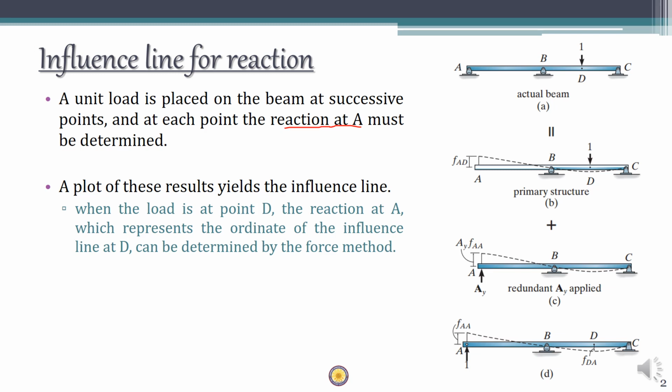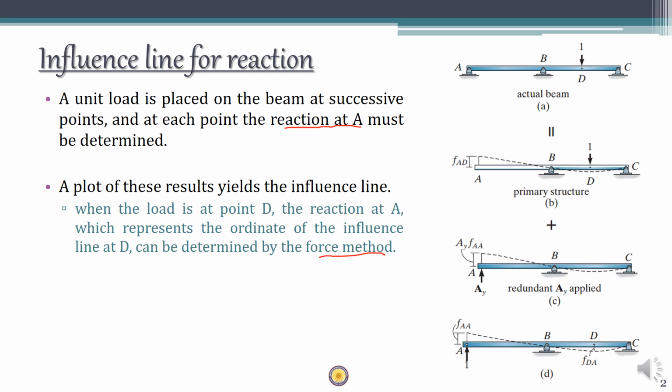So the method is you will have to place unit load at every possible point in the beam and compute the value of the redundant reaction, and then if you plot all these values of the reaction at the corresponding points of unit loads, you will get the influence line diagram, right? So by placing a unit load at any point, you have to find out the unknown reaction which is redundant. You can do that by force method, one example of which is the method of consistent deformation, right?